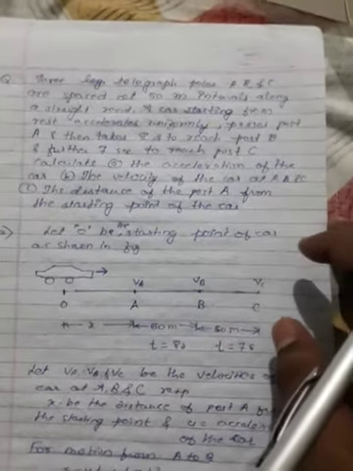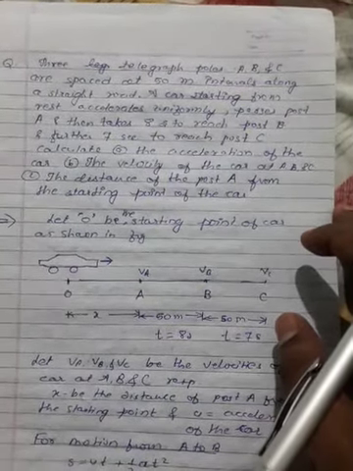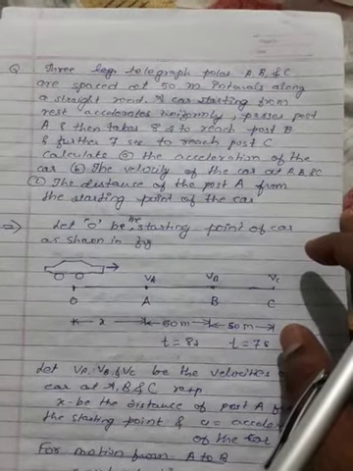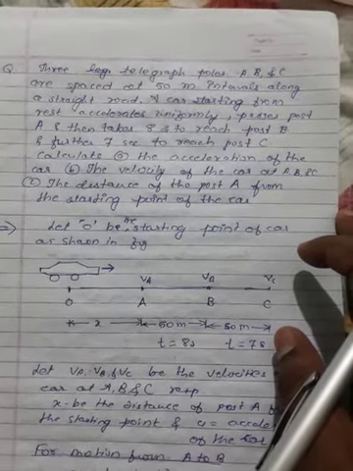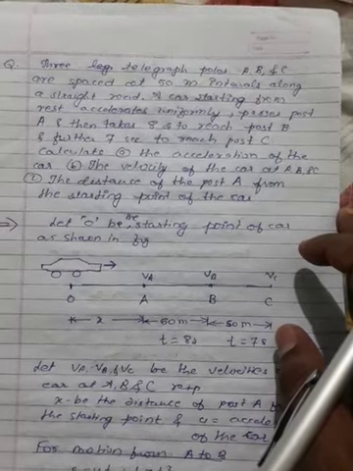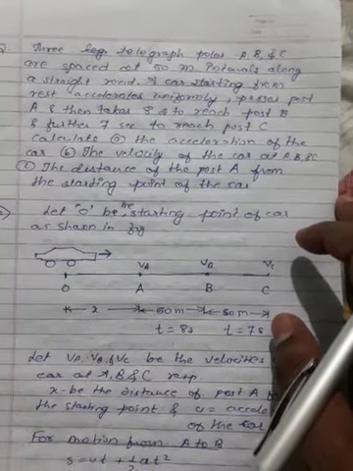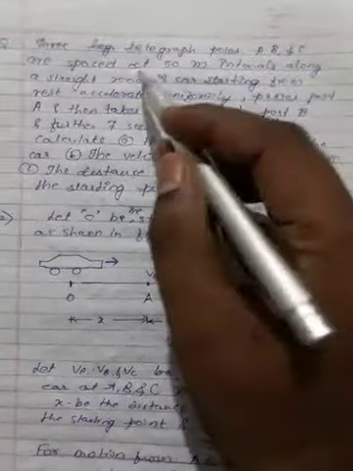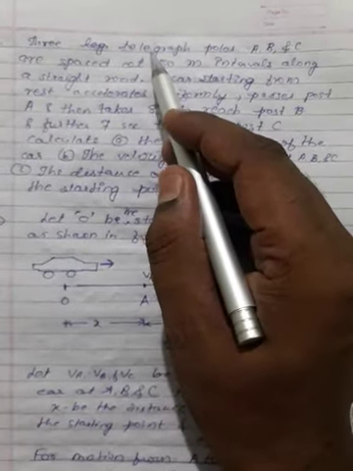Good morning, students. Today we are going to discuss the numerical on uniform acceleration, which means acceleration is constant throughout the motion. So in the first numerical, they have given you three telegraph poles.